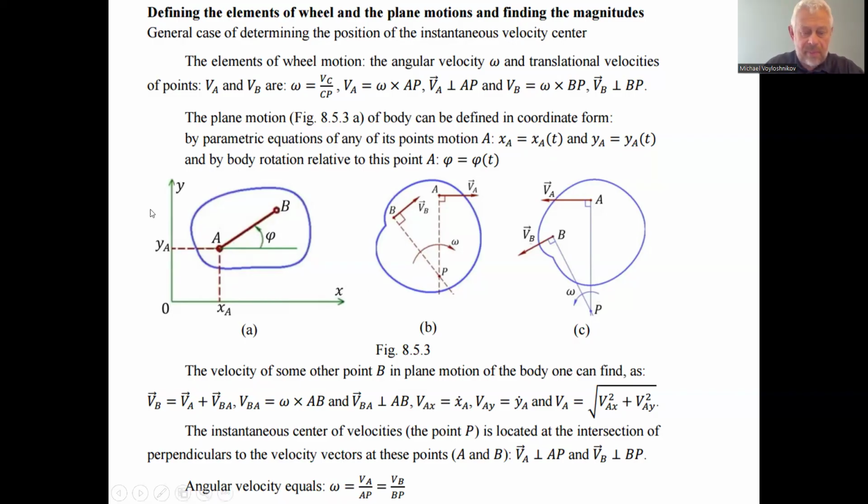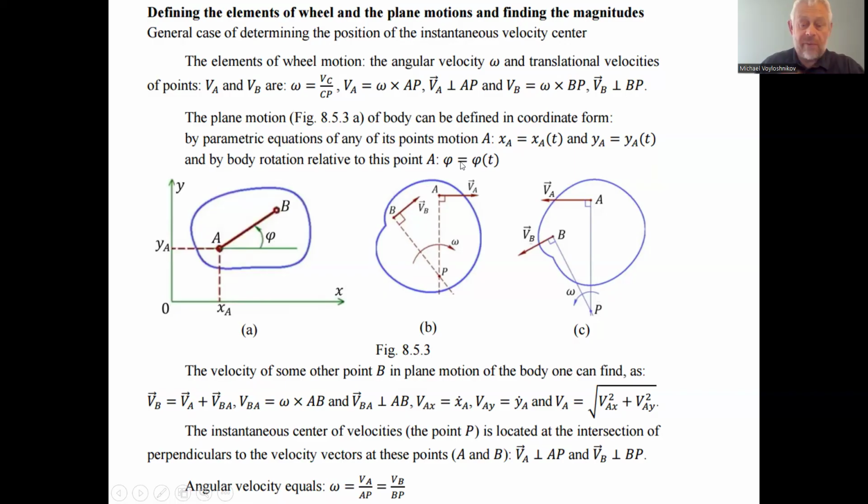For the plane motion of the body, we have to define not only the motion of one definite point, but as well the rotation. There's one point, maybe another point, perhaps the point A. And we have the parametric equations: xA dependent on time and yA dependent on time. And besides, we have to have the dependence of the angle of the location of any segment within the body on time, as the angle phi, because we will take the derivatives. Derivatives will give us velocities.